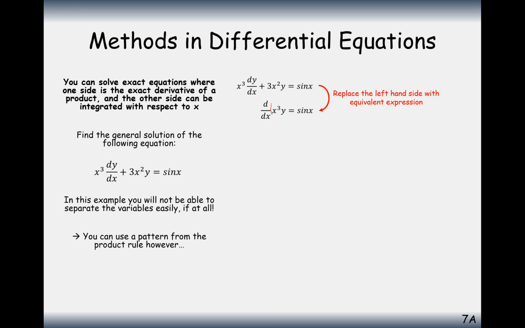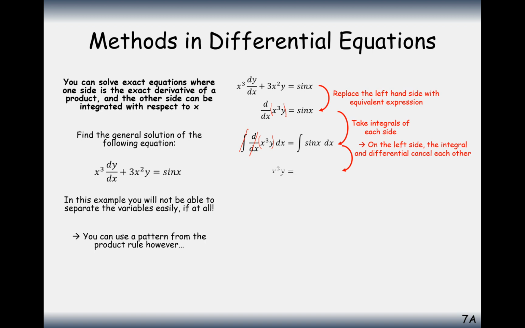Now we know that the derivative of x cubed y with respect to x is sine x, so let's undo that derivative. We'll take integrals of both sides. Because a derivative is being integrated, the two effectively cancel each other out, so on the left-hand side we're just left with x cubed y. On the right-hand side we integrate sine x, which is minus cos x plus c.